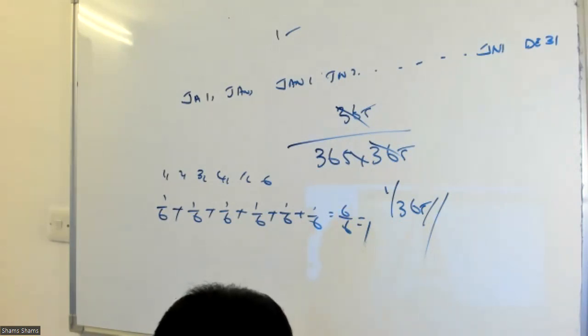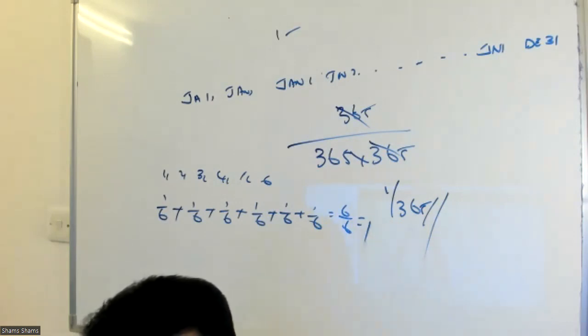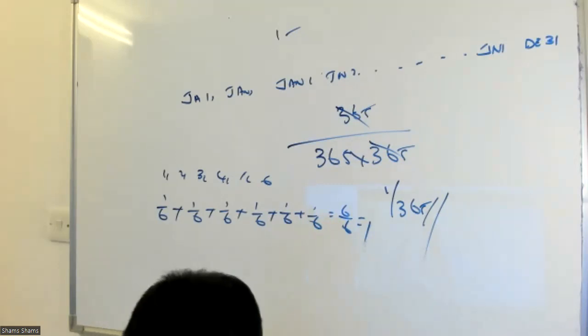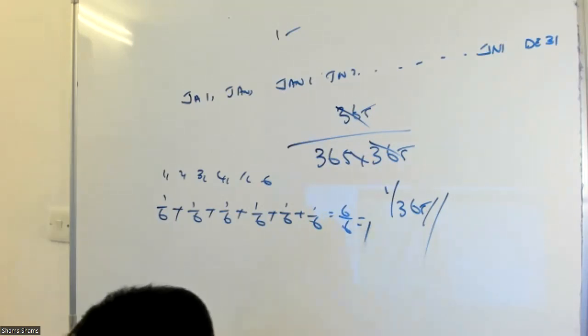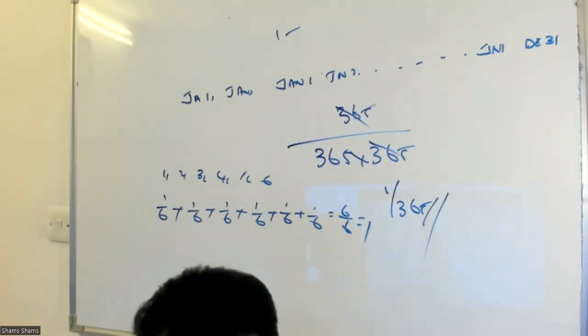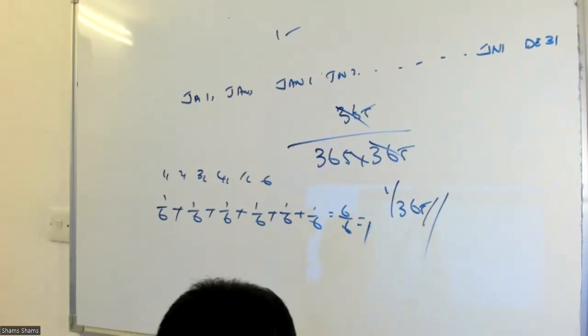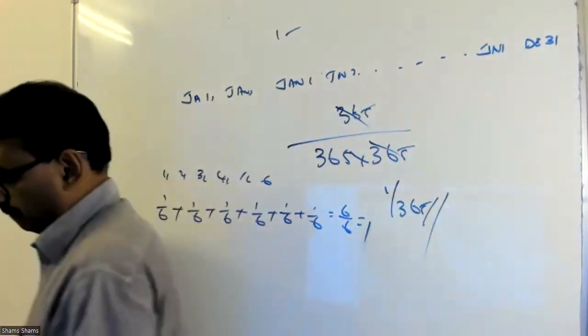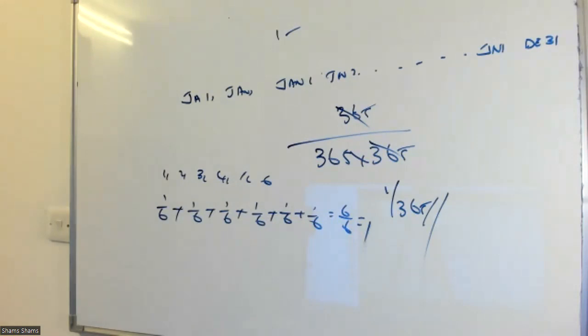A and B may have the same birthday on any of the 365 days. That is 365 chances. Hence the probability is 365 divided by 365 into 365, that is 1/365.